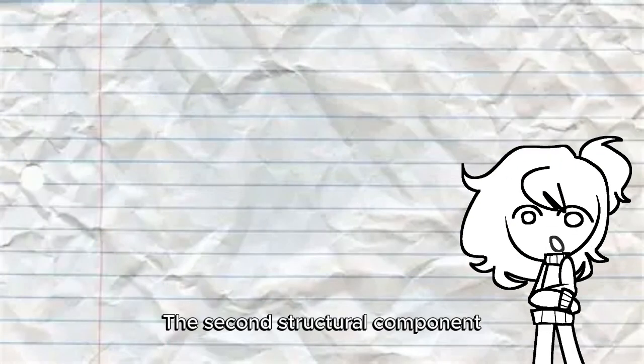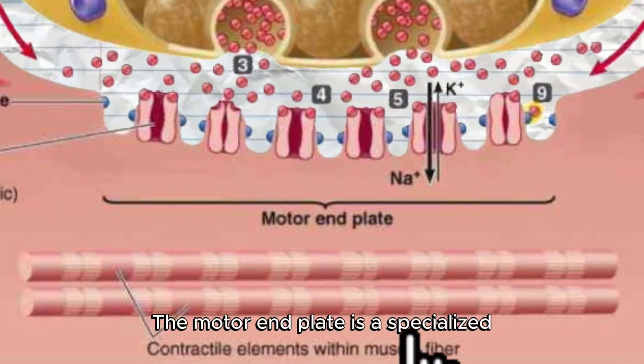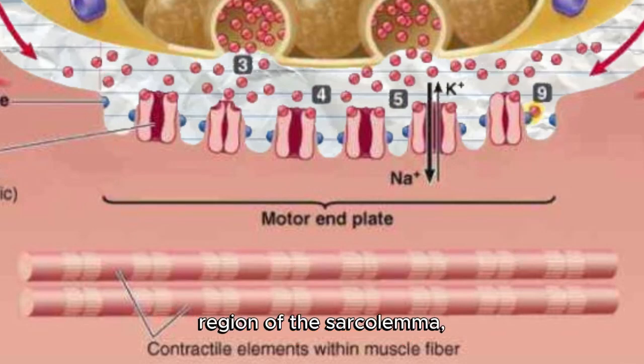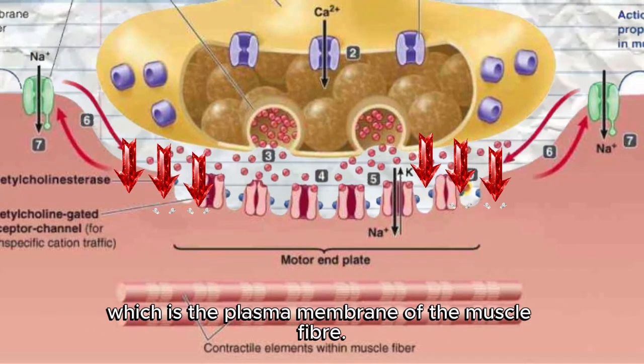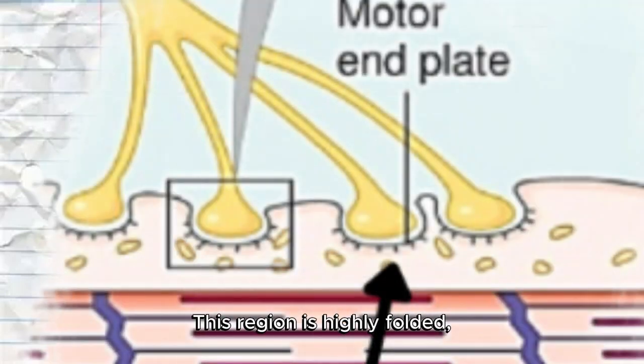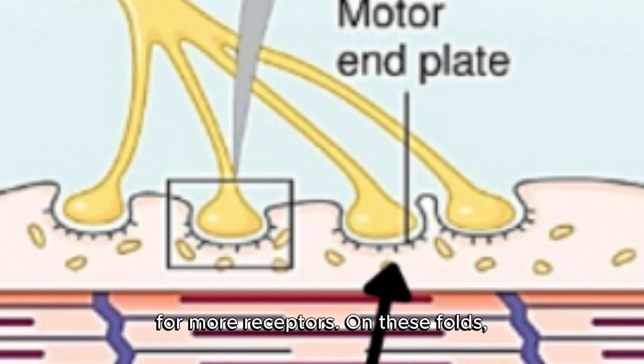The second structural component I will explain is the motor end plate. The motor end plate is a specialized region of the sarcolemma, which is the plasma membrane of the muscle fiber. This region is highly folded and these folds are called junctional folds. The junctional folds increase the surface area for more receptors.